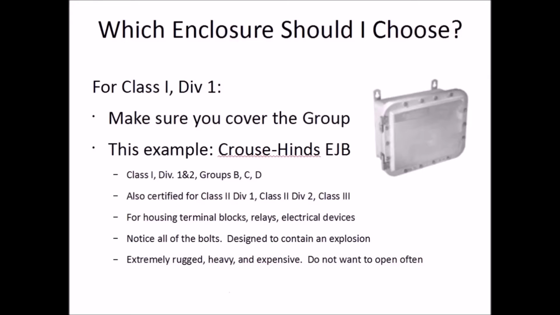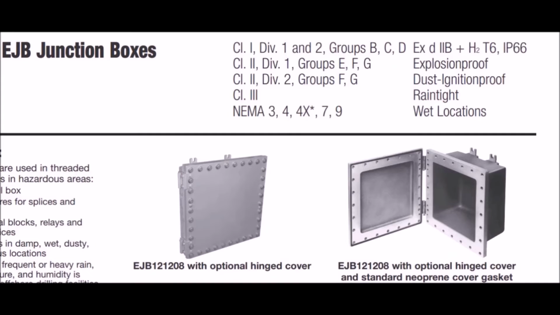The ratings in the US: Class 1, Div 1 and 2, groups B, C, and D, which means Class 1, gas, always or normally present, for gases: hydrogen, ethylene, and propane. Class 2, Division 1 and 2, groups E, F, and G, which is metal, carbon dusts, and flour. And Class 3 for everything with fibers and flyings.